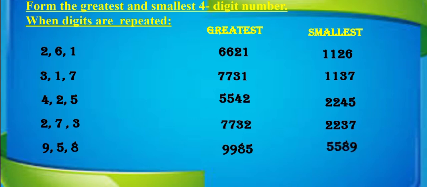5589. Is it clear? So when the digits are fewer, that is when 3 digits are given, and you are asked to find the greatest and smallest 4-digit number, you have to repeat a digit and find it in this way. Okay. Now the next condition is, if 0 is one of the digits, how will you form the greatest and smallest 4-digit number?